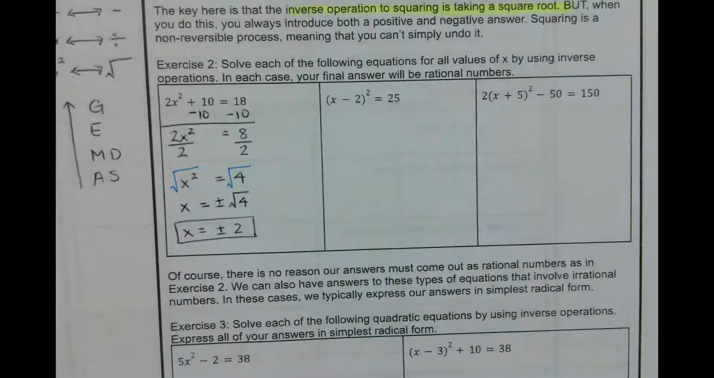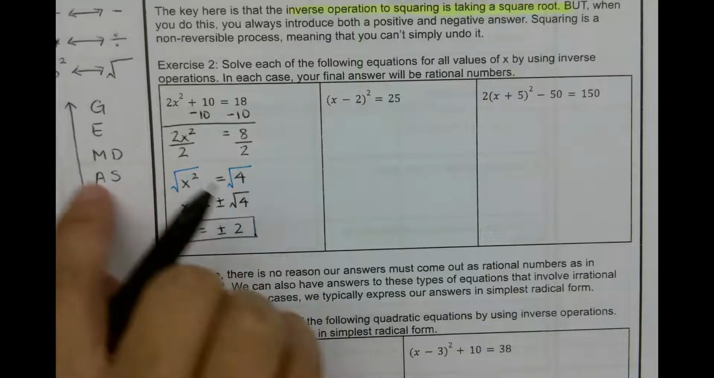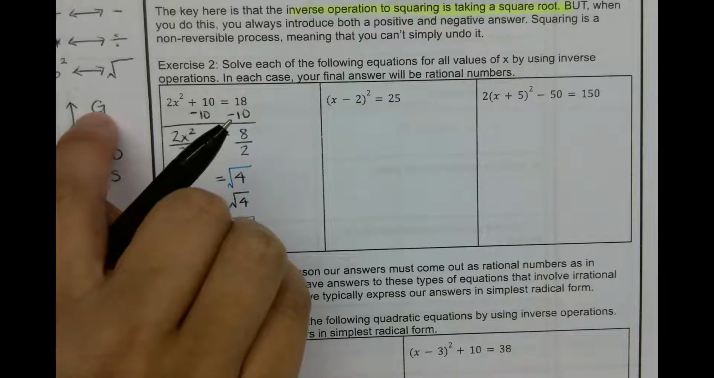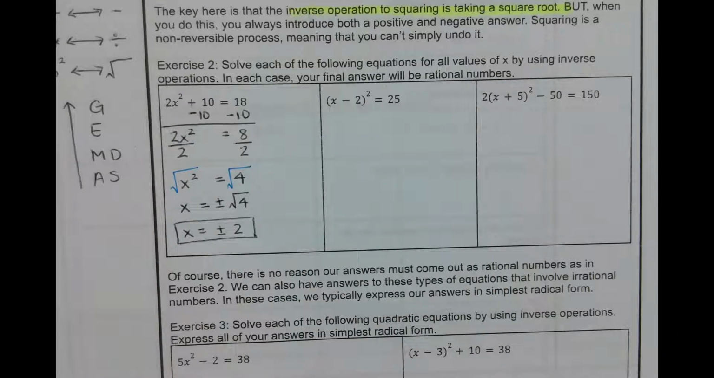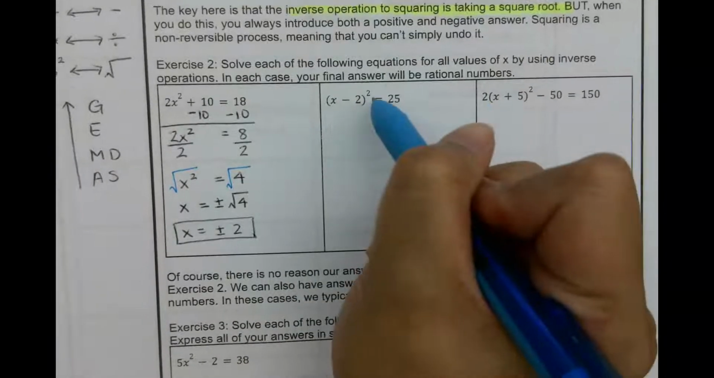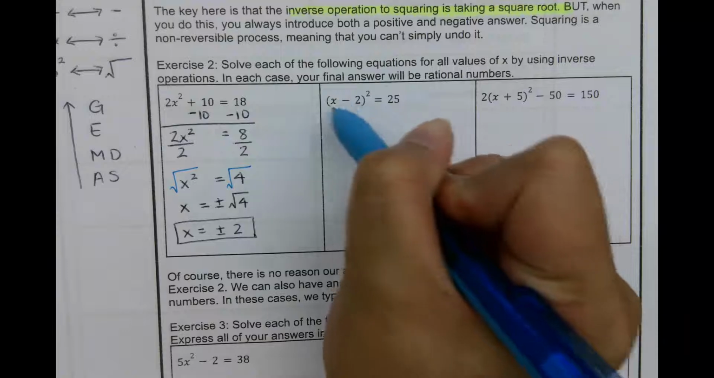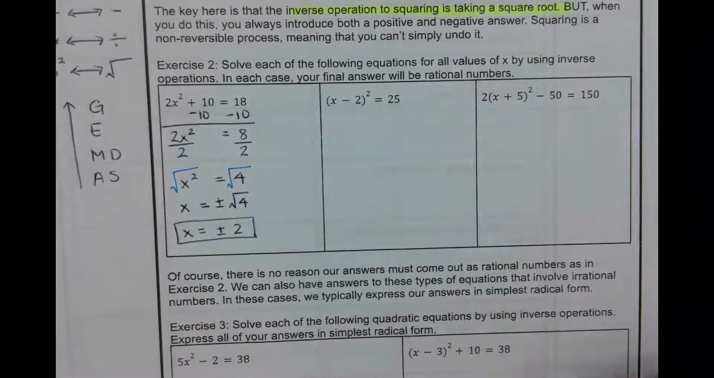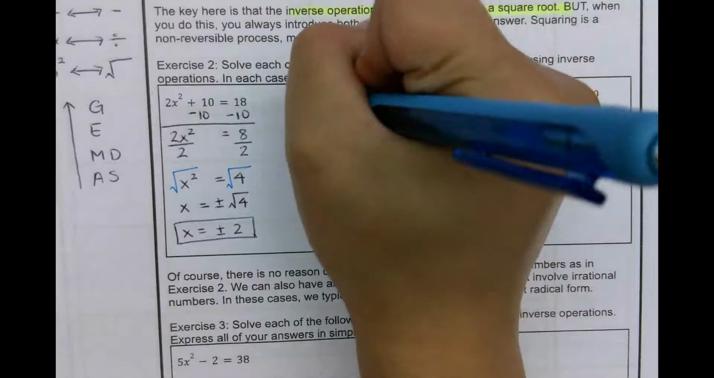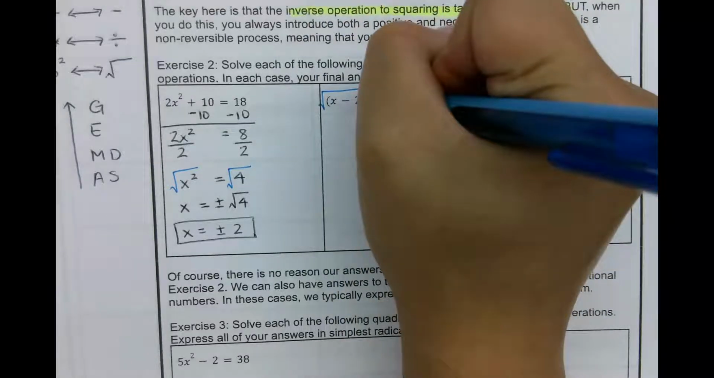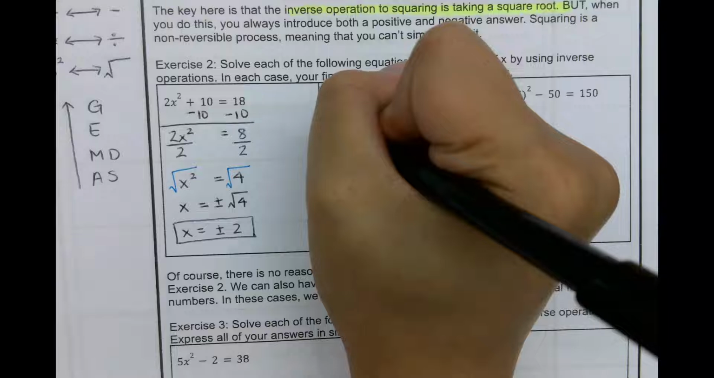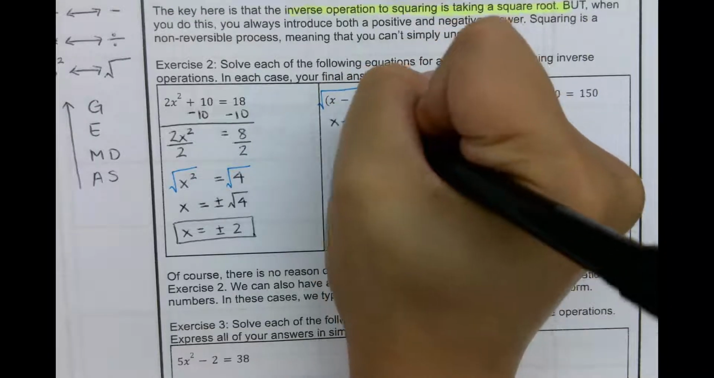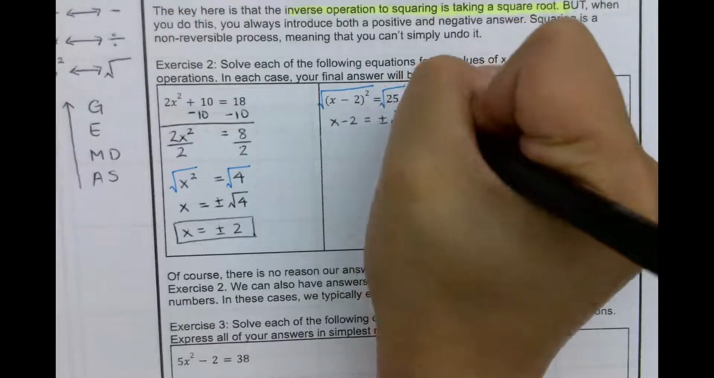Okay. x minus 2 squared equals 25. Okay, so while we do have addition and subtraction, it's inside the grouping. So I'm actually going to deal with this exponent first. Because here I have an exponent and then I have a grouping. So I'm going to undo the exponent first. So opposite of square is to square root. That leaves me with x minus 2 equals plus or minus square root of 25.